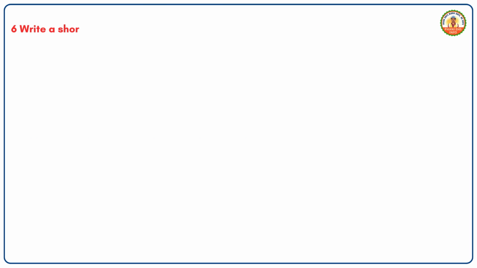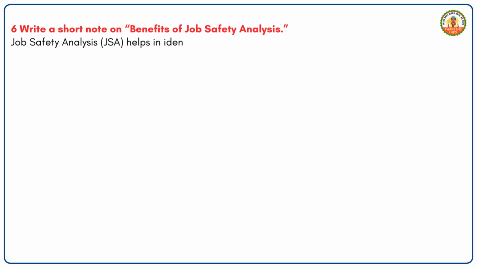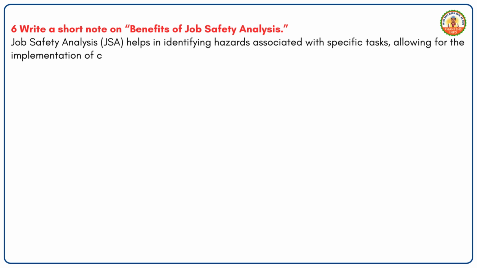6. Write a short note on benefits of job safety analysis. Job safety analysis, JSA, helps in identifying hazards associated with specific tasks, allowing for the implementation of controls to prevent accidents and enhance workplace safety.